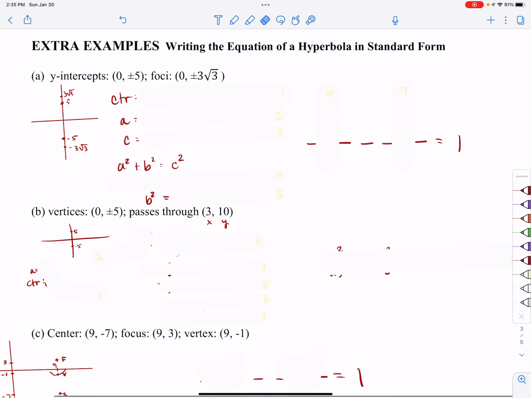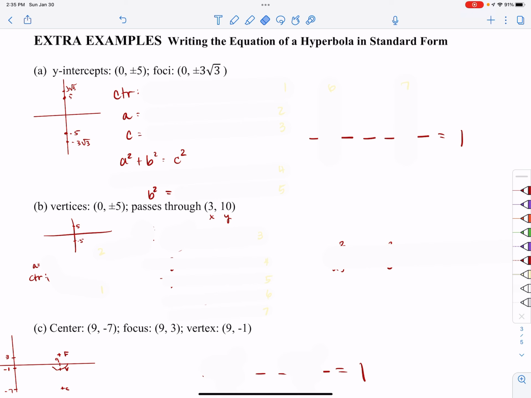All right, then some extra examples. On this one, and on the next couple, you're not completing the square. You're just taking a list of information and trying to figure out what the equation of the hyperbola is. So this first one, we were given some y-intercepts, so we put those on our graph. And then we also were given the foci. We put those on our graph.